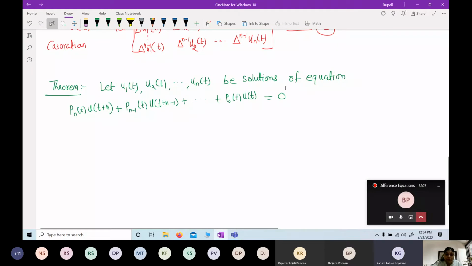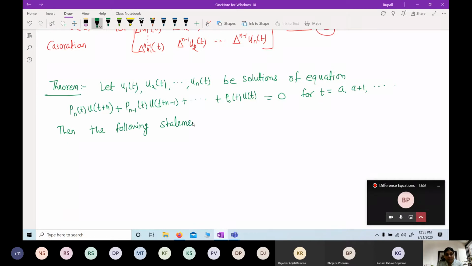In the book it is written, in the theorem: let u1t, u2t, unt be solutions of the equation 3.4 dash, meaning this equation, for t equal to a, a plus 1, and so on. Discrete values, t takes discrete values. Then the following statements are equivalent.